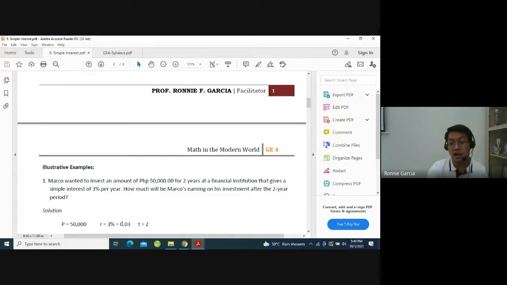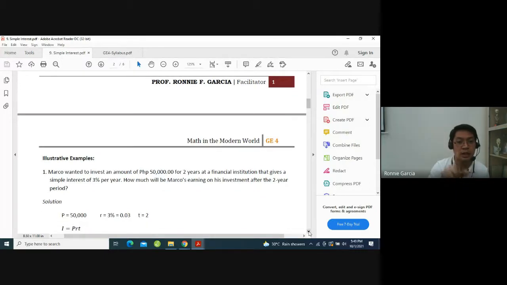This 3% needs to be converted into decimal because that is what we input in the calculator. Percent means per 100. So if you divide 3 by 100, you move two places to the left, and 3% becomes 0.03. That is constant because percent is per 100. So two places to the left in converting percent into decimal.